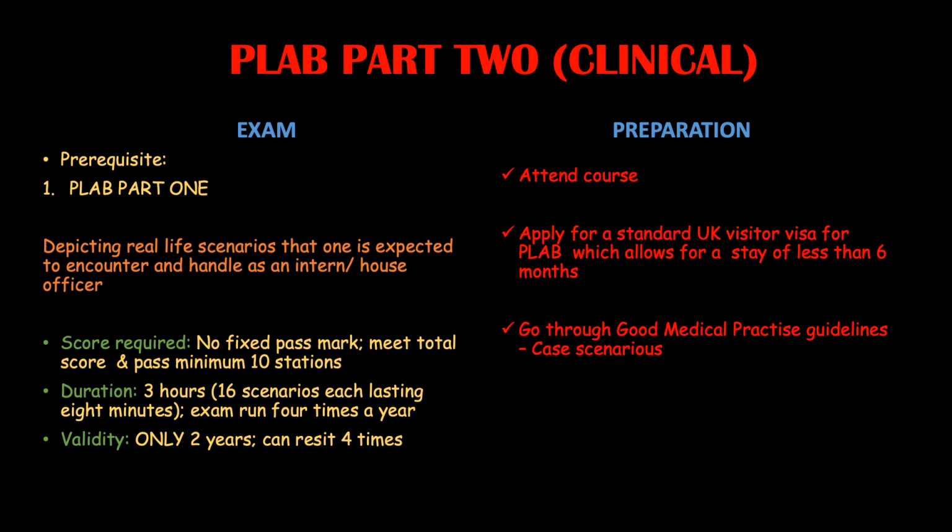There is no fixed pass mark. It varies according to the difficulty of the station, and for each exam, the pass marks for each of the stations are added. Then one standard error of measurement is taken, and this creates the total score for the exam. You must meet or exceed the total score and pass a minimum of 10 stations, starting in December 2020, to achieve an overall pass.